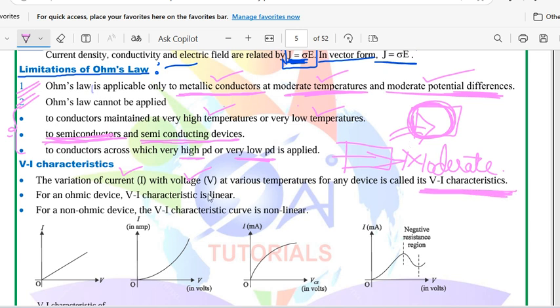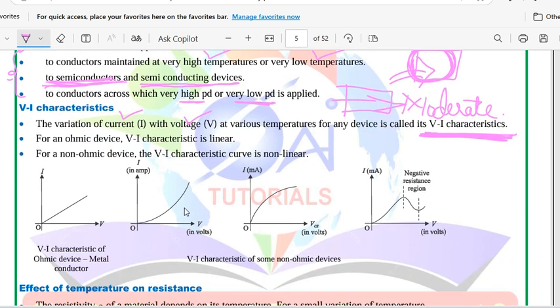For an ohmic device, the VI characteristic is linear. They have shown it here. This is the VI characteristics of an ohmic device, that is a metal conductor. Ohmic devices are metal conductors. Suppose you consider metallic conductors, the VI characteristic is linear. It is linear for ohmic devices.